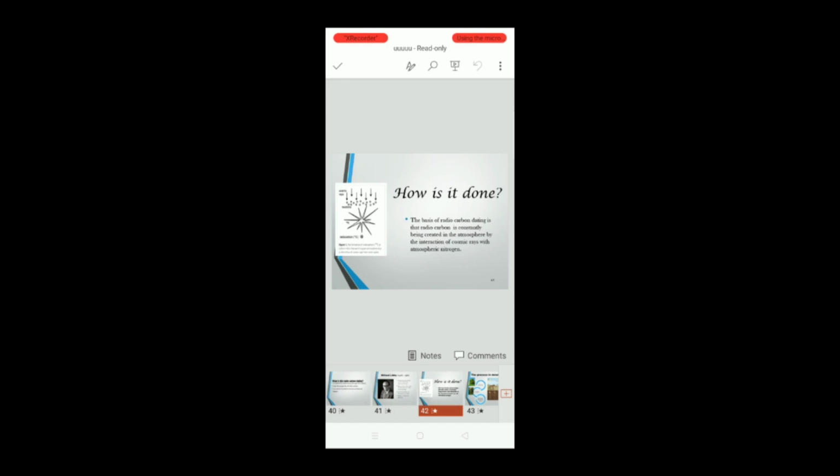The basis of radiocarbon dating is that radiocarbon, that is the radioactive isotope of carbon, carbon 14, is constantly being created in the atmosphere by the interaction of cosmic rays with atmospheric nitrogen. The incoming cosmic rays create atoms of carbon 14 by colliding with nuclei in the upper atmosphere, liberating neutrons. These neutrons, in turn, interact with nuclei of nitrogen in the air, replacing one of the 7 protons of nitrogen with an extra neutron, and the resulting atom, now containing 6 protons and 8 neutrons, is one of carbon 14.